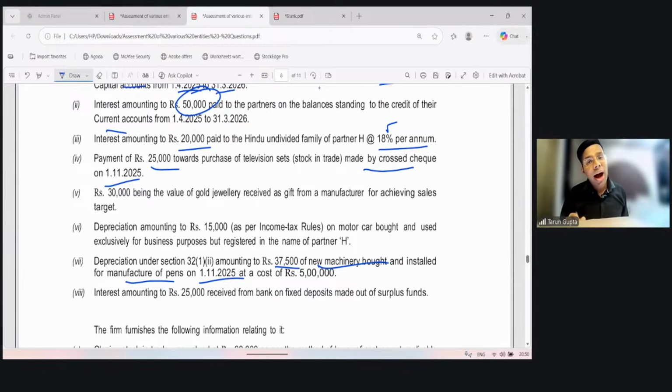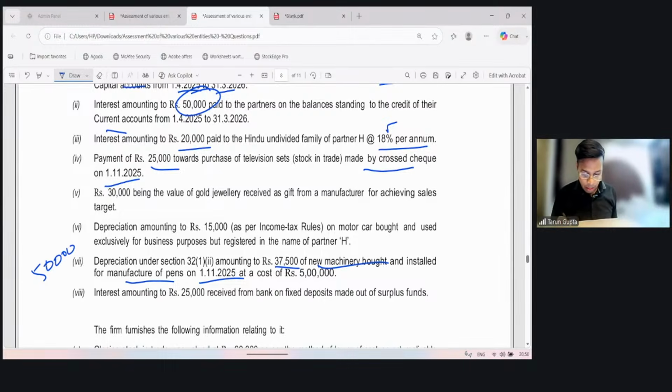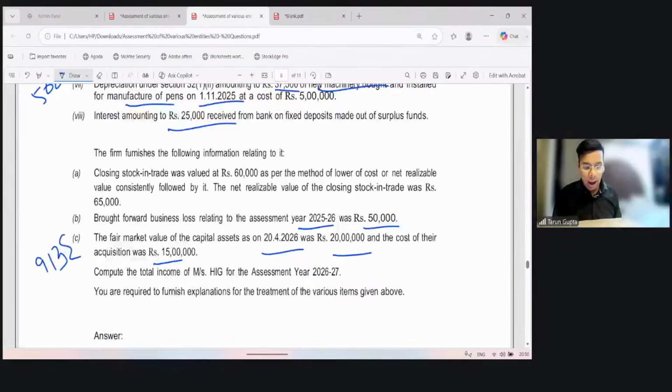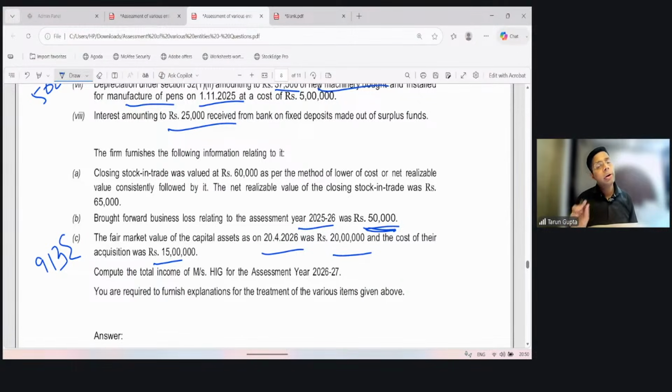For point number 7, I'll be allowed additional 10% depreciation of 50,000, that is 5 lakh into 10%. And this 25,000 rupees shall be taxable under the head other sources. The closing stock shall be increased by 5,000 rupees. This 50,000 business loss shall be allowed as a deduction, set off from the business income. And this is for section 9B, not for computing the total income for previous year 25-26.